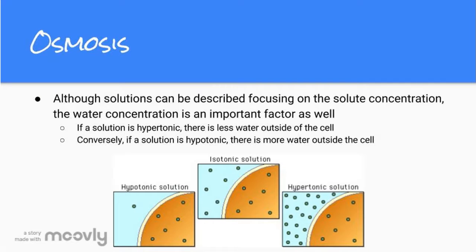Because of water's nature to go from a region of high concentration to low concentration, if a solution is hypertonic, meaning there's less water outside of the cell, water will naturally leave the cell. And if a solution is hypotonic, meaning there's more water outside of the cell, then water will enter the cell.